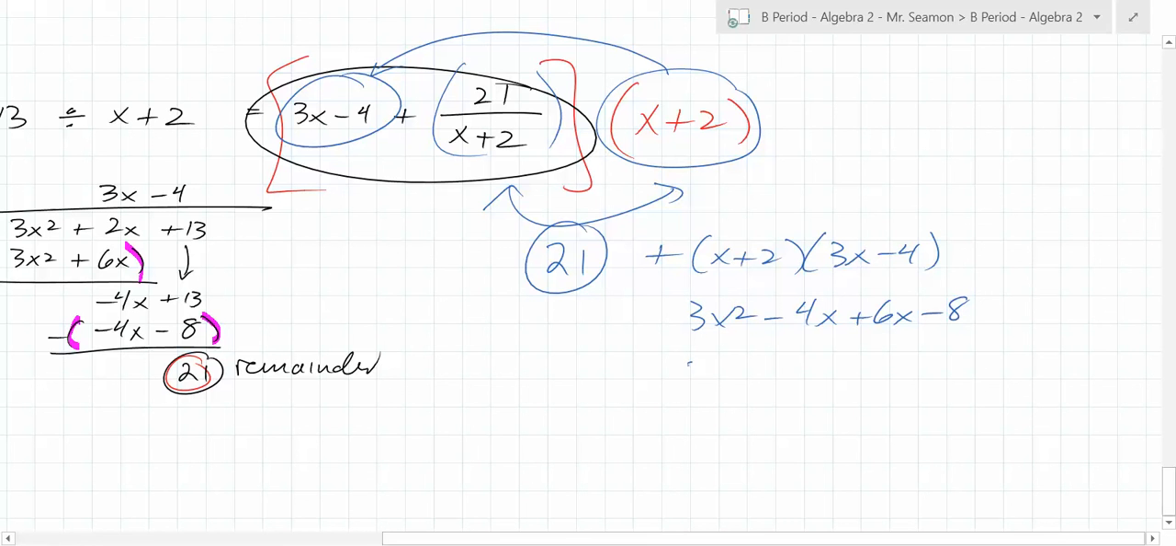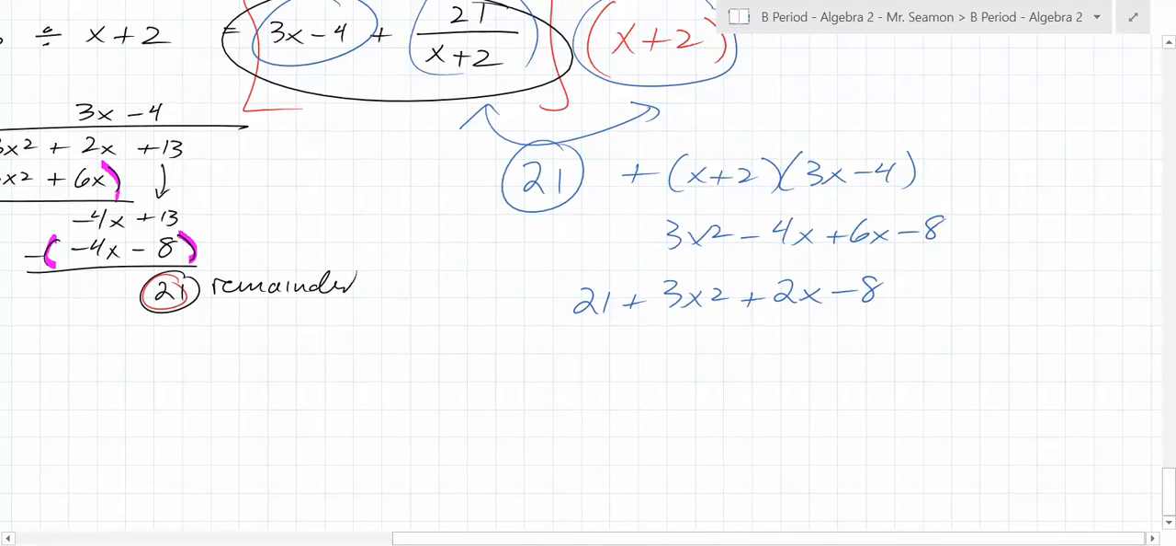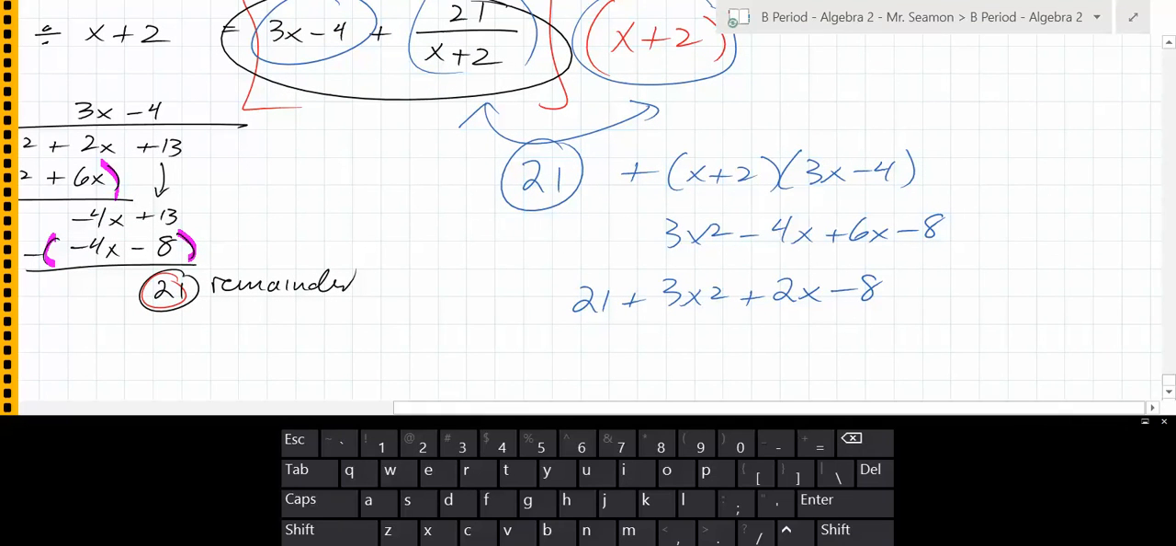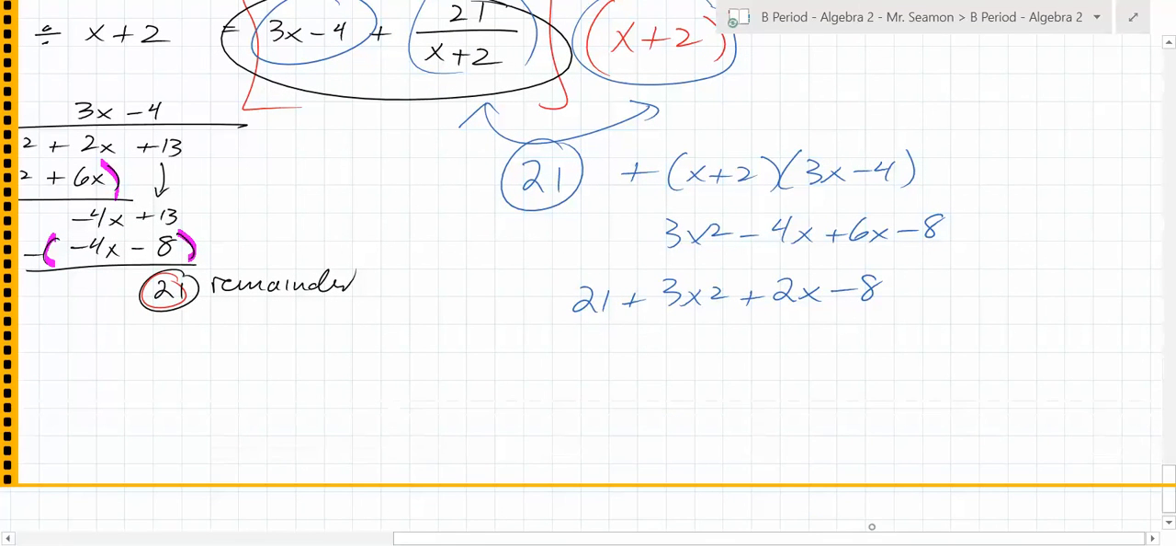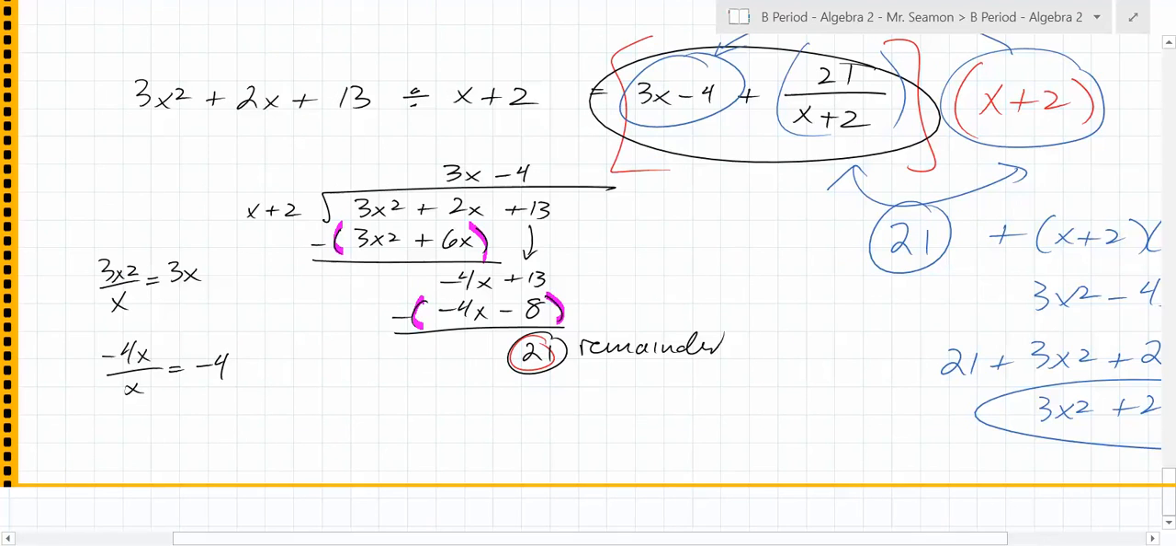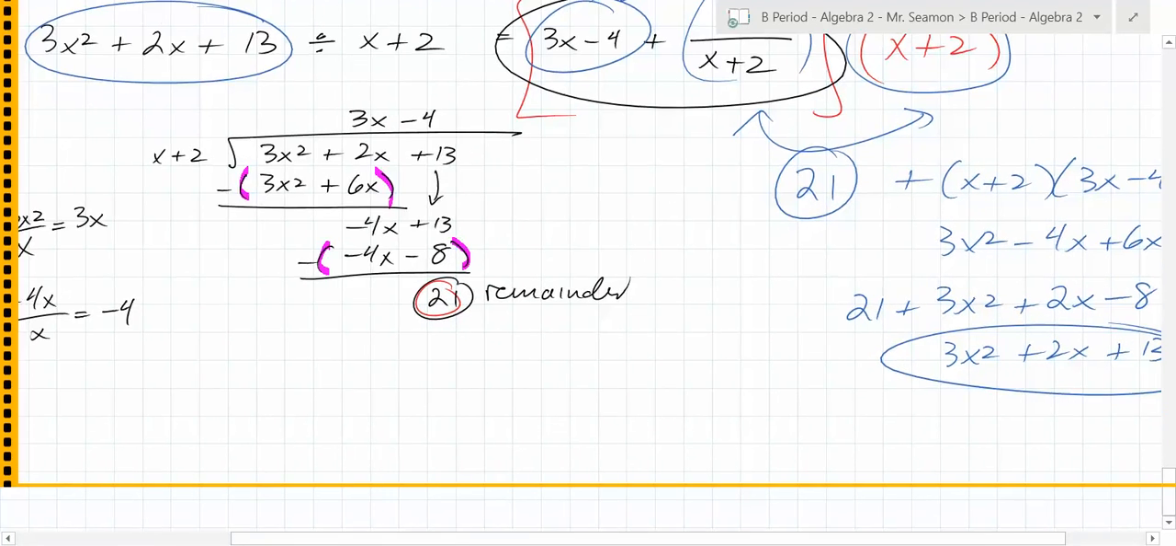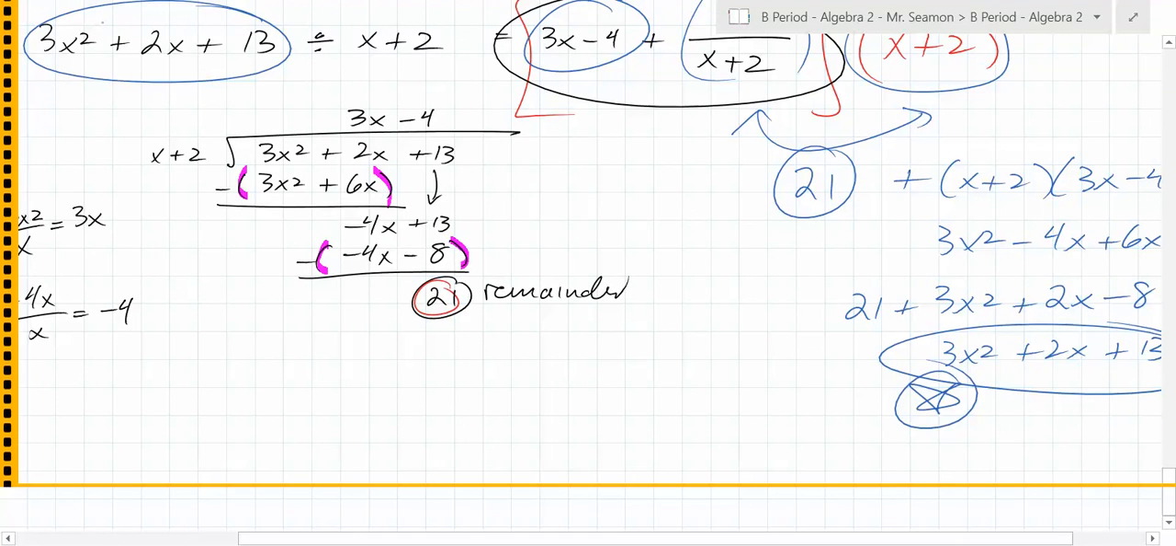3x squared, what, plus how much x? 2x minus 8. But what do you have right here? 21, right? What's 21 minus 8? 3x squared plus 2x plus. Is that what we want it to be? It's right there, see? So see right there and right there. Same thing. That's how you would check it.